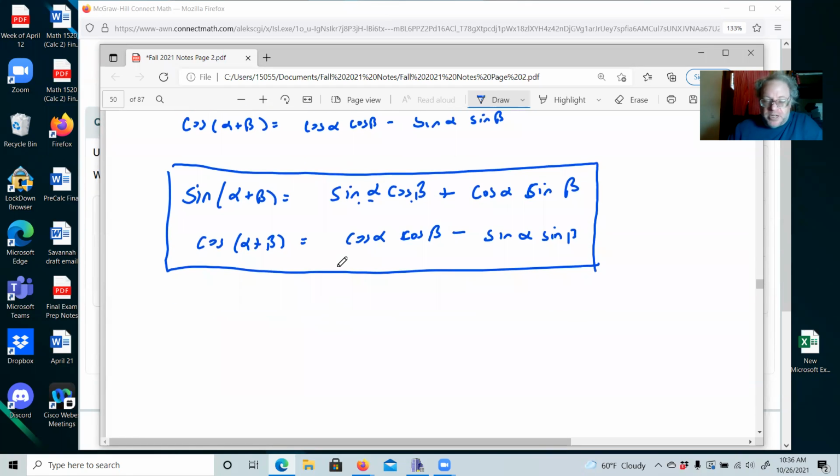I went to a community college too, and as I was driving into school every day, instead of singing along to the radio, I would chant my little sine of a plus b: sine, cosine, cosine, sine. And the same thing with the cosine: cosine, cosine, minus sine, sine. The first and second, minus sine, sine.